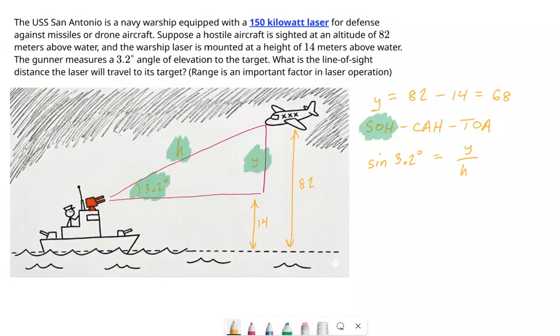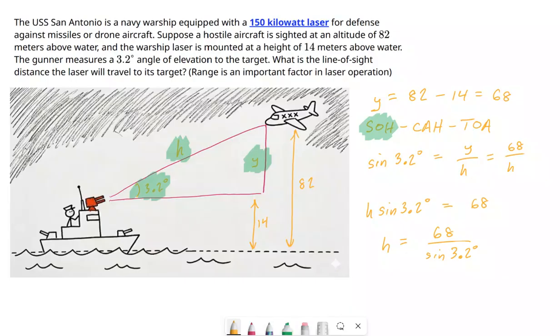Now I already know what y is. We figured that out. That was 68 meters. So we have 68 over h. Now you can't solve this equation because you have this h value on the bottom of a fraction. So let's move that out. We're going to move this over here and say h sine of 3.2 degrees equals 68 meters. And then divide both sides by sine of 3.2. And you'll have h equals 68 over sine of 3.2 degrees.